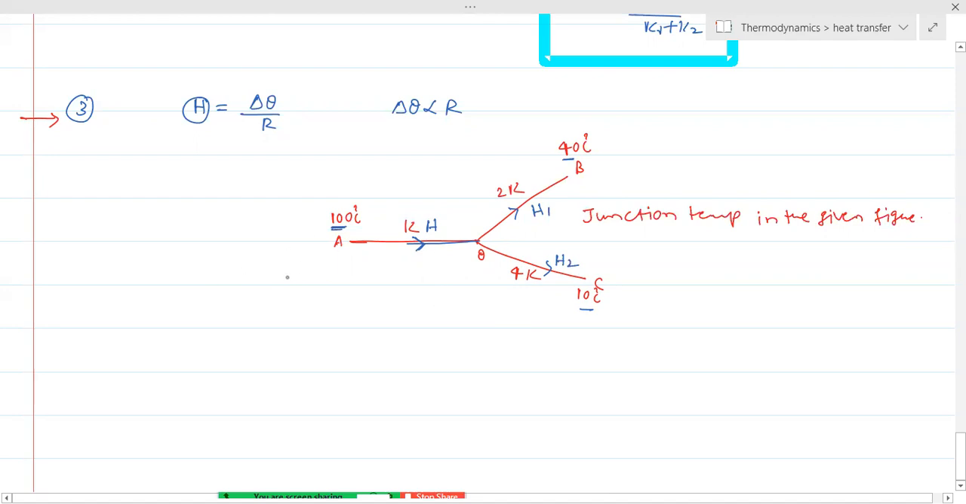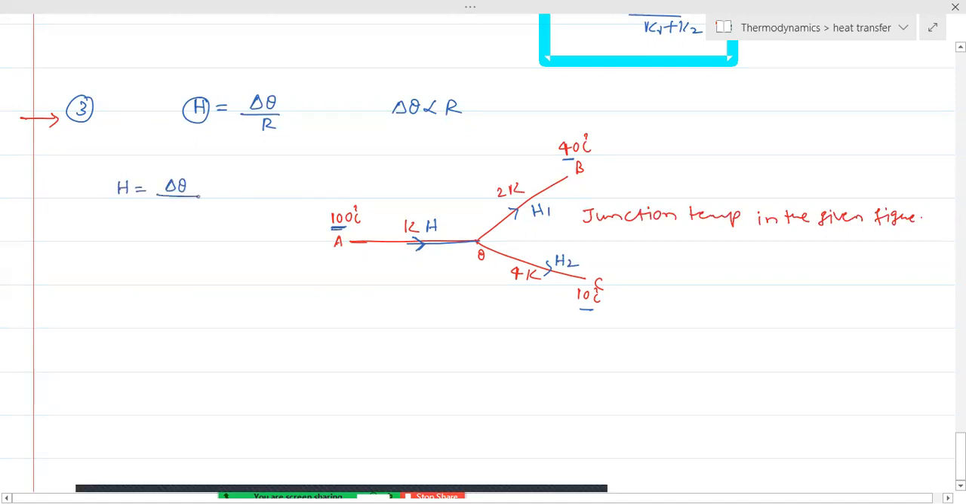So first, before analyzing, we need to analyze the question. When we are taking heat current, H equivalent to delta theta by resistance, meaning D by KA. So here the problem is given that they are having the same length.